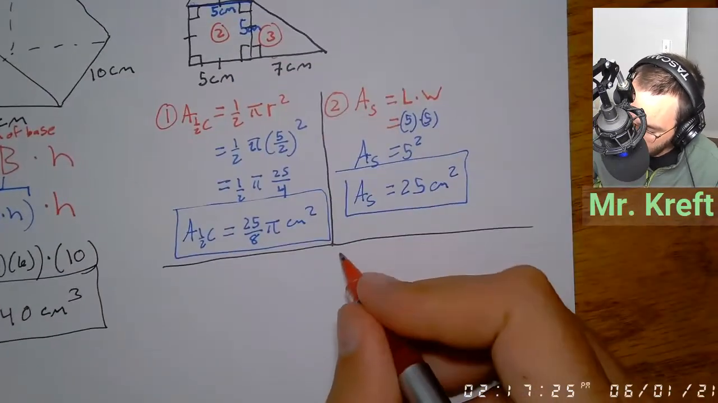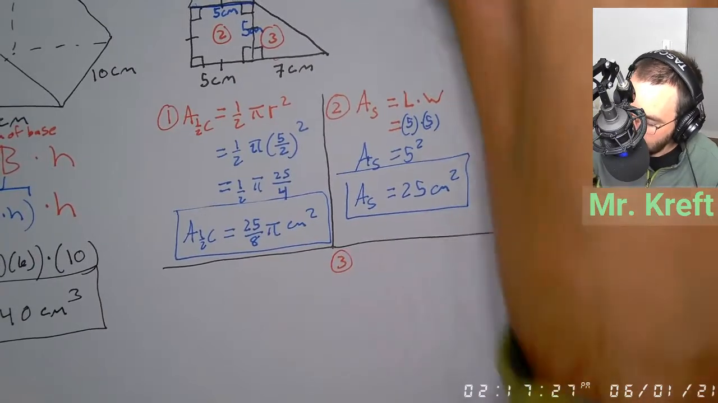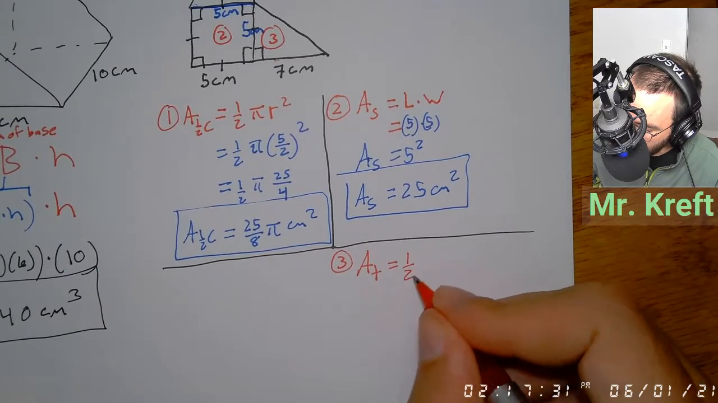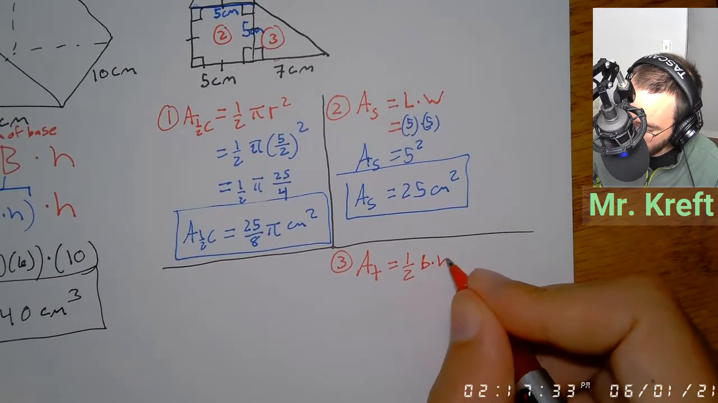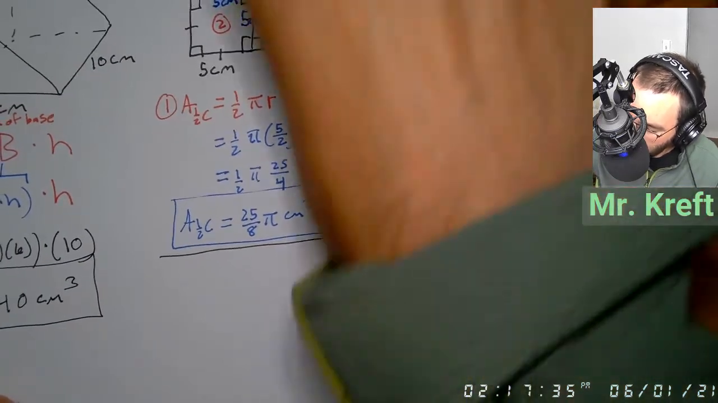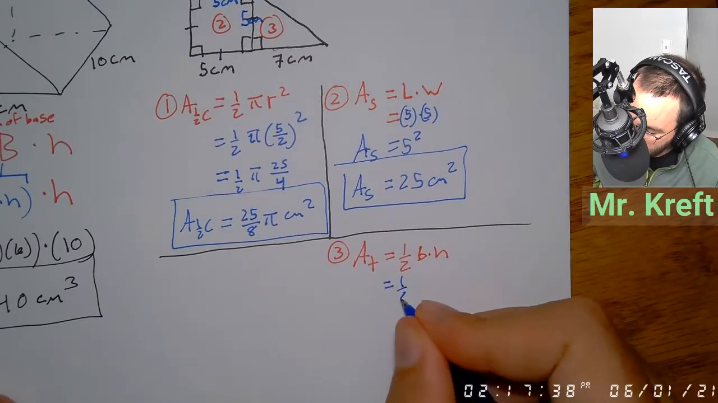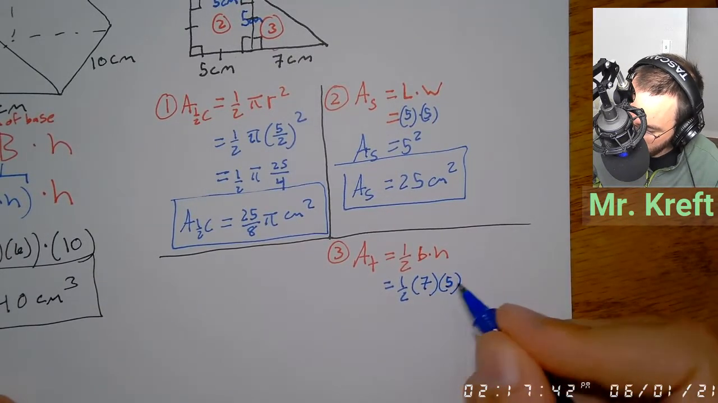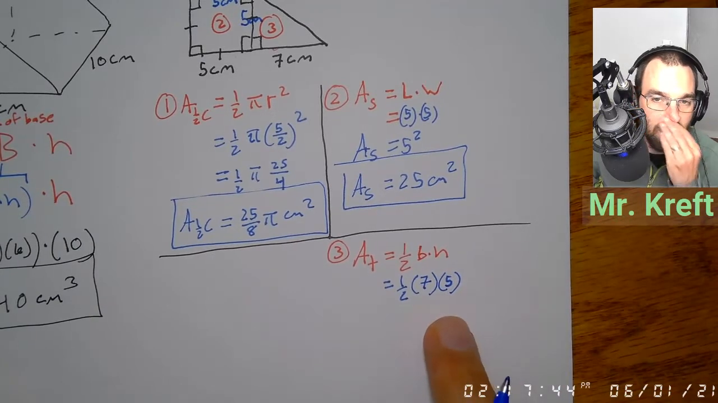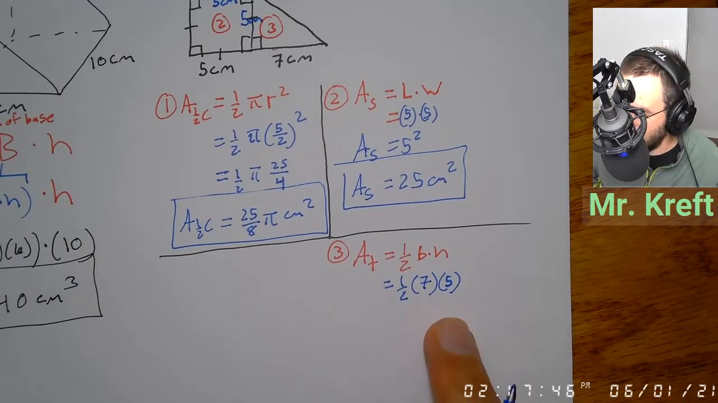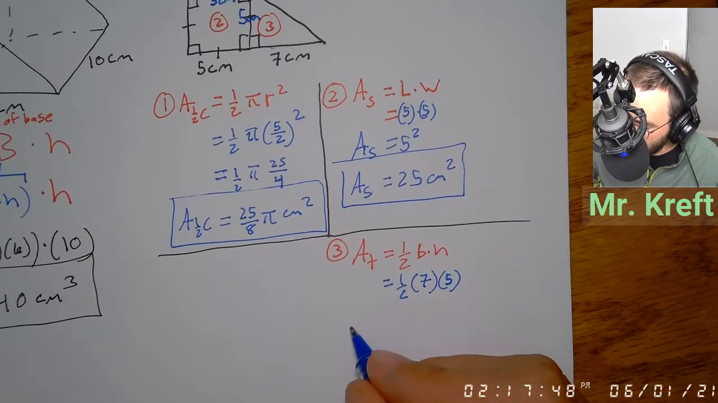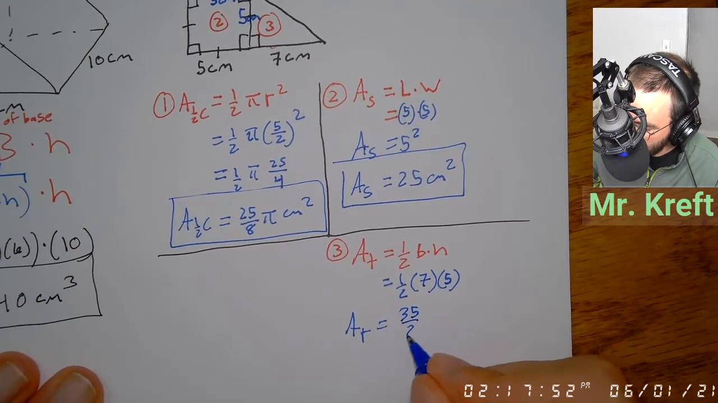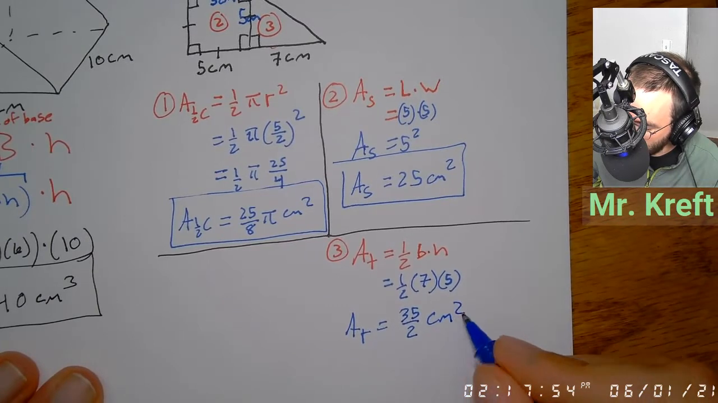Okay. And then my third shape, I'm going to have a triangle. So the area of a triangle equals 1/2 base times height. So I'm going to have 1/2 times 7 times 5. Okay, so 7 times 5 is 35. So you can just write this as 35/2 centimeters squared.